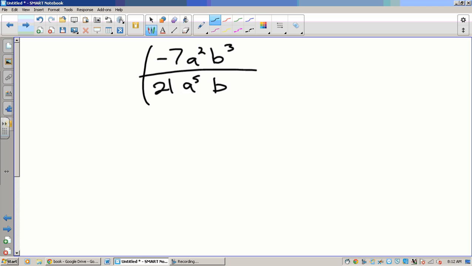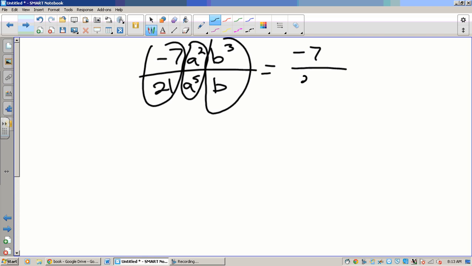We've got our -7 over 21. We've got our a to the second over a to the fifth, and we've got b to the third over b. Okay? We can simplify like terms. You can even break this up into pieces. You could say -7 over 21 times a to the second over a to the fifth times b to the third over b. Now, I want you guys to put on your thinking caps. If I have -7 over 21, how would I simplify that?